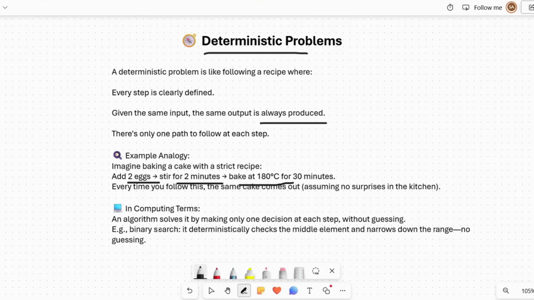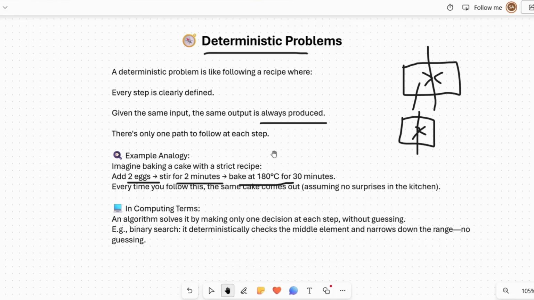Example: binary search. It deterministically checks the middle element and narrows down the range. No guessing. You know that in binary search, if there is a set of numbers, we divide it, then check whether the number is on this side or this side. If the number is here, we cut this, then again we divide and check which side the number is on. That's how binary search works. So this is a deterministic problem because the procedure is the same.